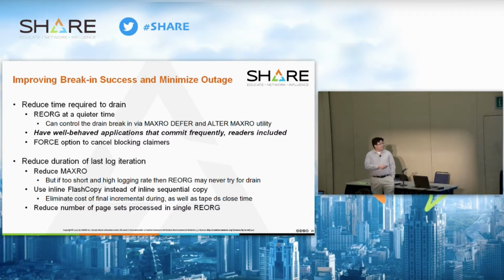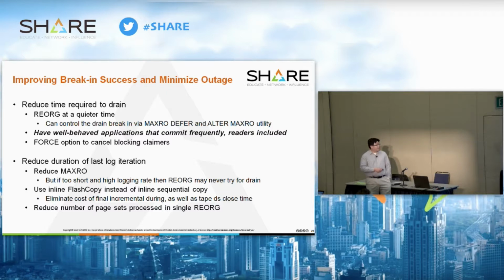I try to avoid saying this line. We did come up with a FORCE option back in version 10 so that as a last-ditch effort, if you absolutely need this reorg to proceed, go ahead and cancel your blocking claimers, your applications, in order for the reorg to complete. People either use this religiously or say, don't ever mention this option to me again because I need my application to stay up. I cannot afford any application getting canceled. So it's documented. I'll let you be the judge whether you use it or not.